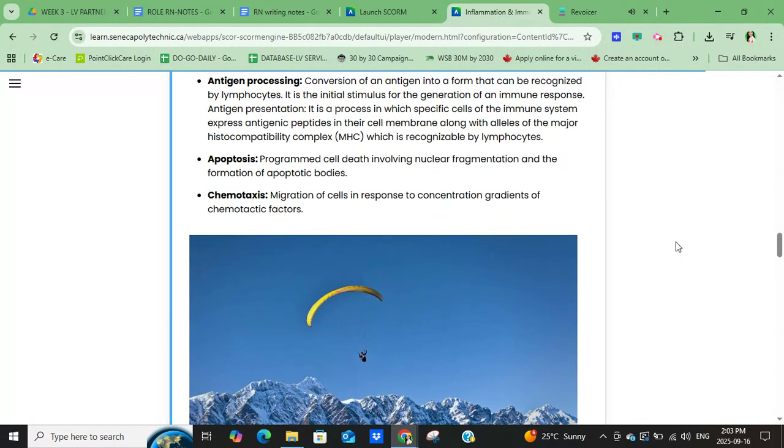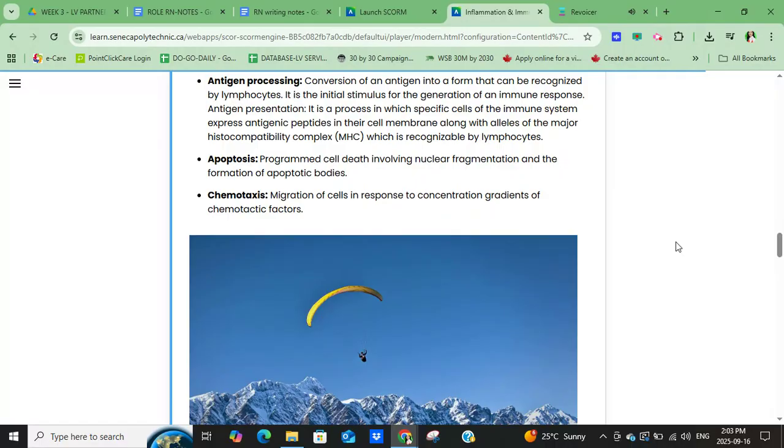Antigen presentation. It is a process in which specific cells of the immune system express antigenic peptides in their cell membrane along with alleles of the major histocompatibility complex, MHC, which is recognizable by lymphocytes. Apoptosis, programmed cell death involving nuclear fragmentation and the formation of apoptotic bodies. Chemotaxis, migration of cells in response to concentration gradients of chemotactic factors.